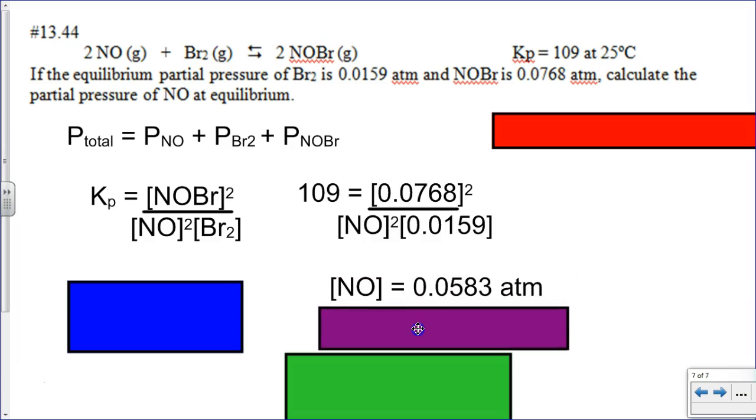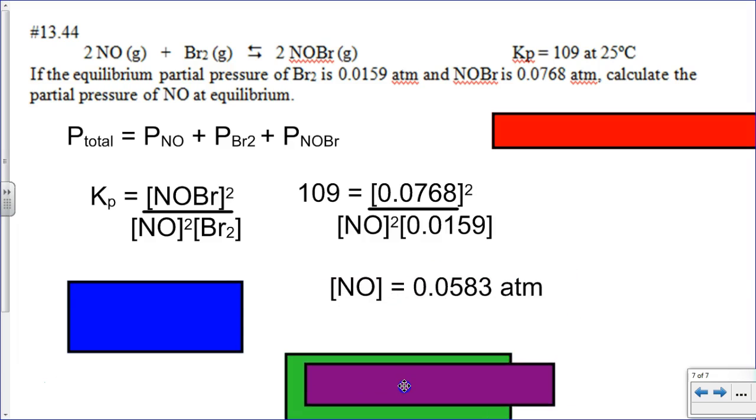Take a second, try to solve for that unknown pressure of nitrogen monoxide right now, please. Okay, hopefully when you're all done, you ended up with a partial pressure of 0.0583 atmospheres for that nitrogen monoxide. If you didn't quite get there, my guess is it was an algebra mistake. You do have to make sure that you keep all of your units and unknowns together in this problem to end up with this appropriate answer.